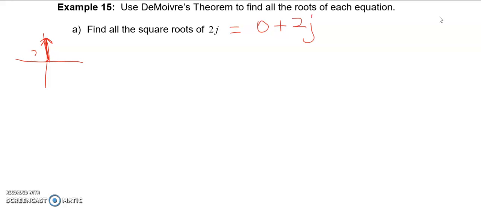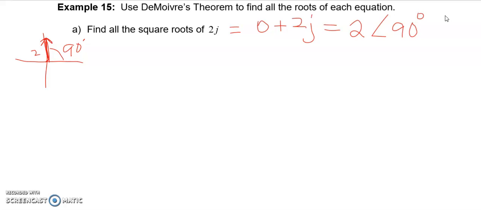It will have a length of 2, so that's your r, and the angle, remember, is in standard position. That angle right there is 90 degrees. So really there's no calculations required here to change this 2j into polar form. It is just 2, angle symbol, 90 degrees. So there's the number right there in polar form.